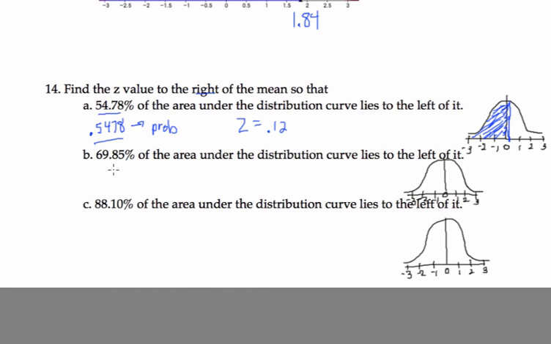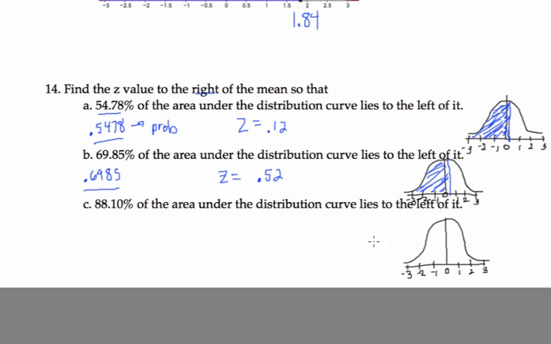Same thing, 69.85%. Well, let's see, halfway is 50%, so a little bit more. We want that area. Change it to a decimal because our table uses decimals. And then search the middle of the table for the probability 0.6985 and look for the corresponding z-score. 0.52. And that makes sense.